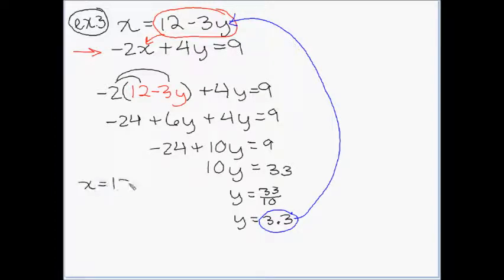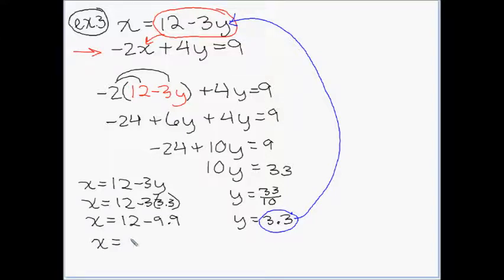So x equals 12 minus 3y, that's the original equation. In place of y, I'm going to substitute the value I just found, which is 3.3. And then I'm going to simplify. So 12 minus, this would be 9.9. And 12 minus 9.9 would be 2.1.